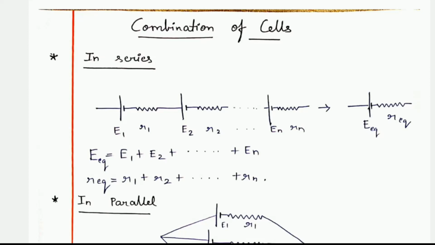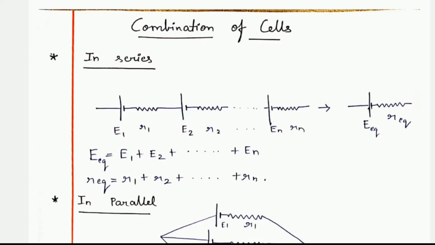In the last videos, we were discussing electric cells. Now let us see what will happen if we join multiple electric cells in some arrangement. Generally, there are two arrangements, series and parallel, and a combination of both of them. So let's see in detail.